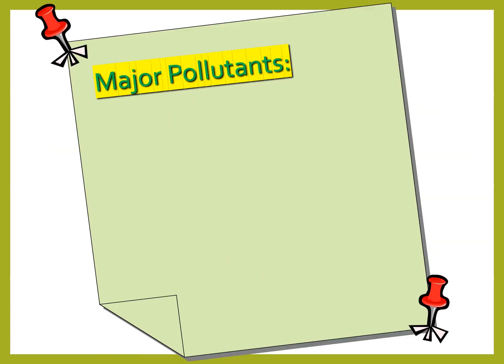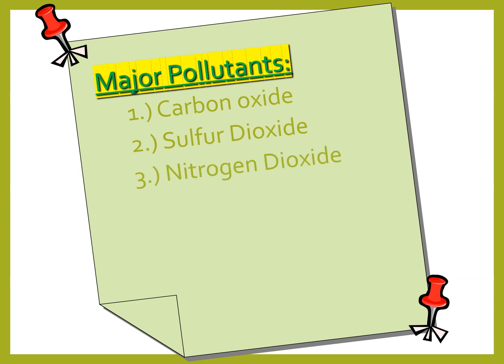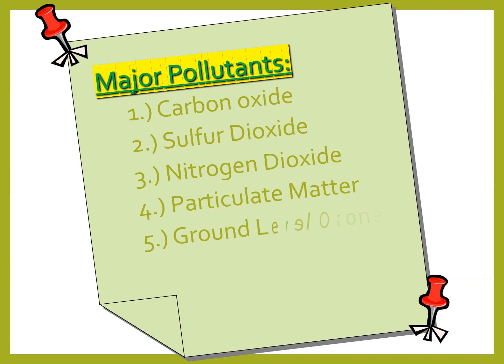Now, these major pollutants are carbon oxide, sulfur dioxide, nitrogen dioxide, then particulate matter, then ground level ozone, and hydrocarbons. So this is the list of major pollutants that we will discuss in detail now.